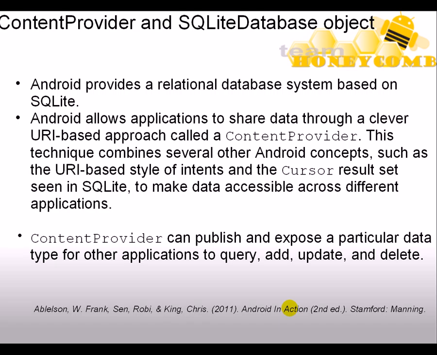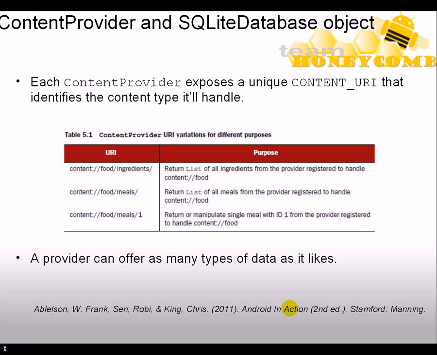Now, content provider also allows this sharing of data using a URI-based approach, which is similar to the URI of intents. It also uses an object called cursor, which is used to process SQLite database result sets. Each content provider exposes a unique content URI that identifies the content type it handles. Here's an example of that. Notice that some of the URI's purpose can return all the contents or one specific content.